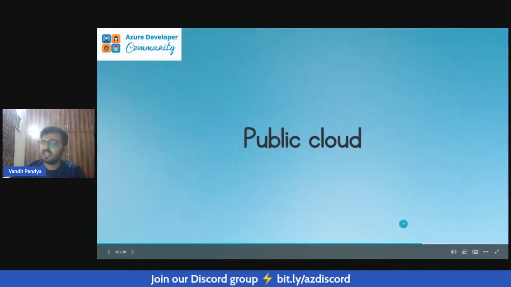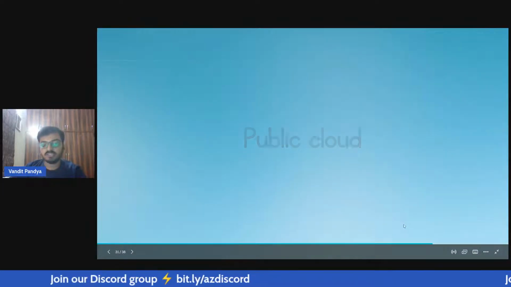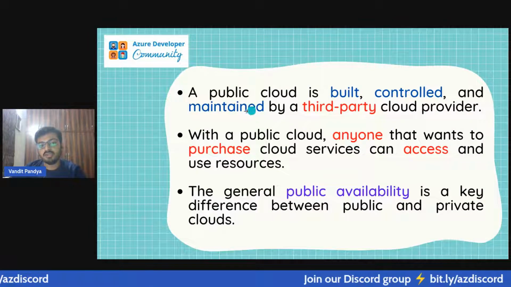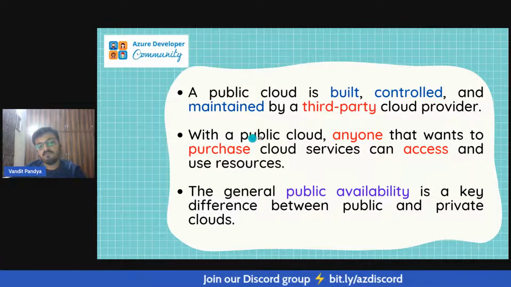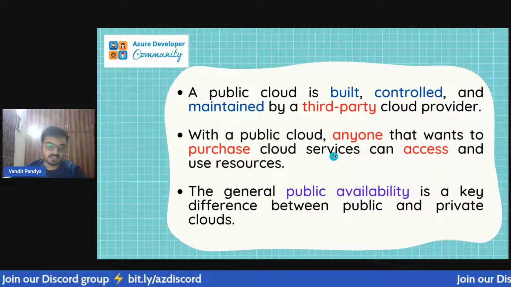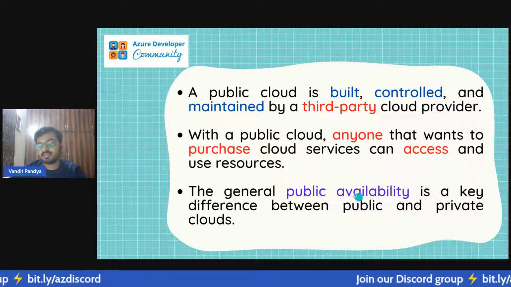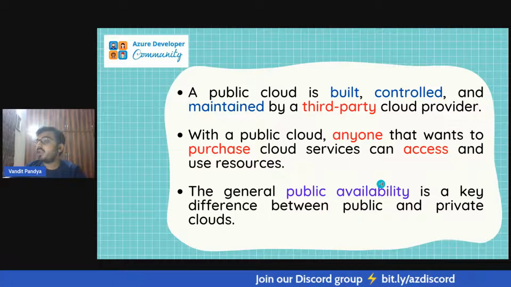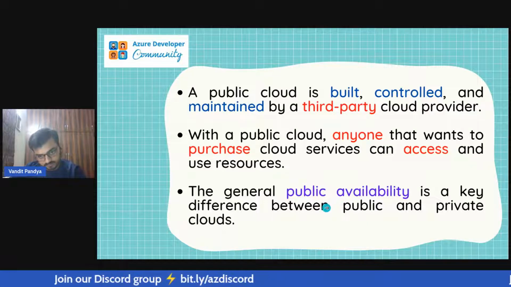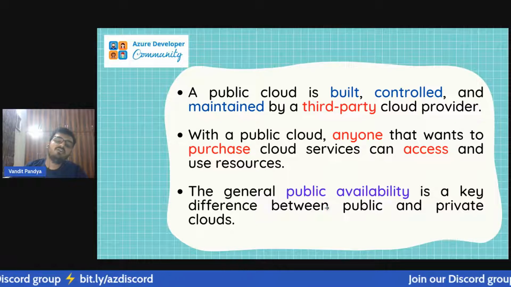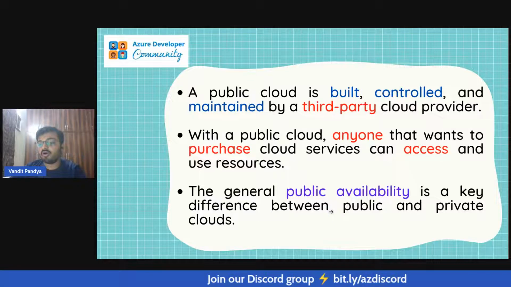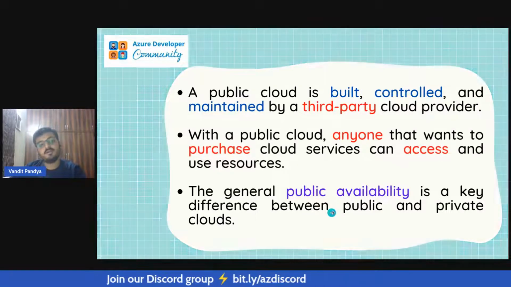Next is public, where we are using cloud services like Azure. It is built, controlled and monitored by a third-party company itself. Within the cloud, anyone who wants to purchase the services can access them. General public accessibility is the key point between the public and private cloud. The main key point is the public availability. In a private cloud, there is no public availability. It is managed by one government or one company itself.